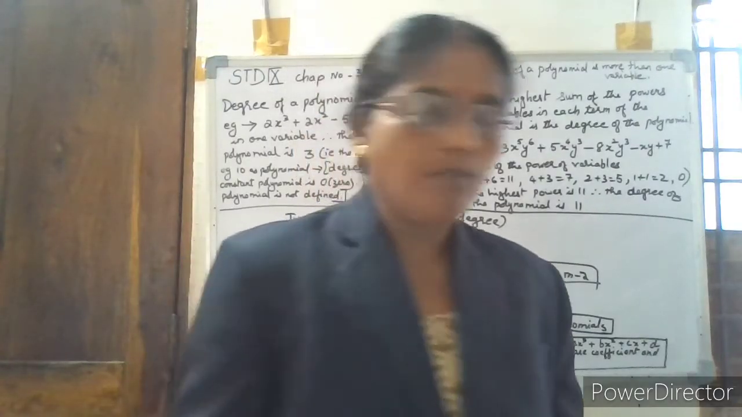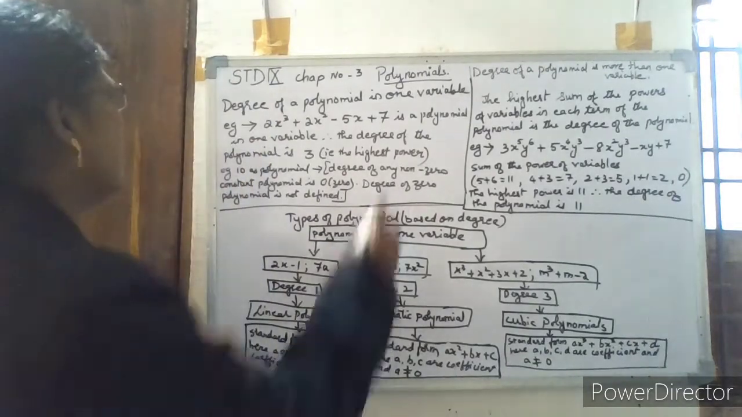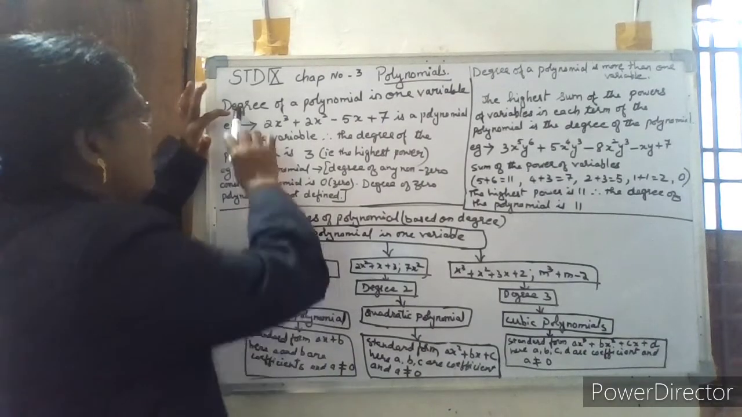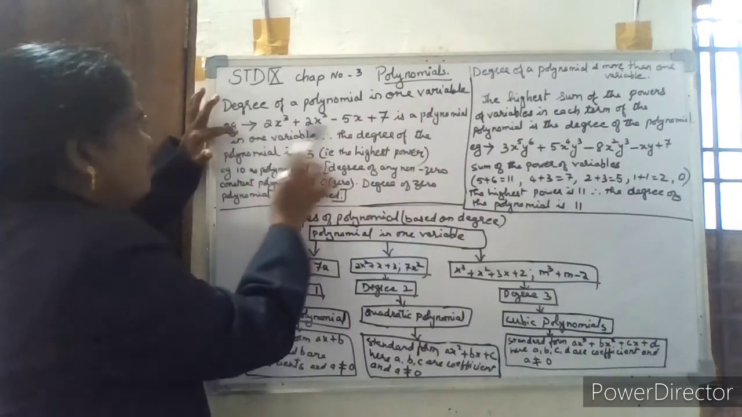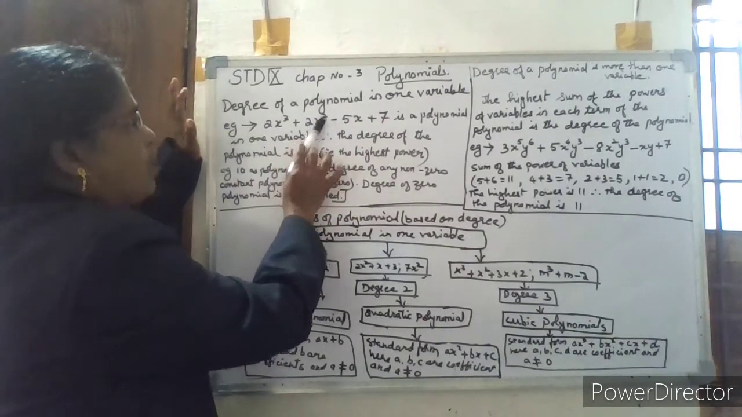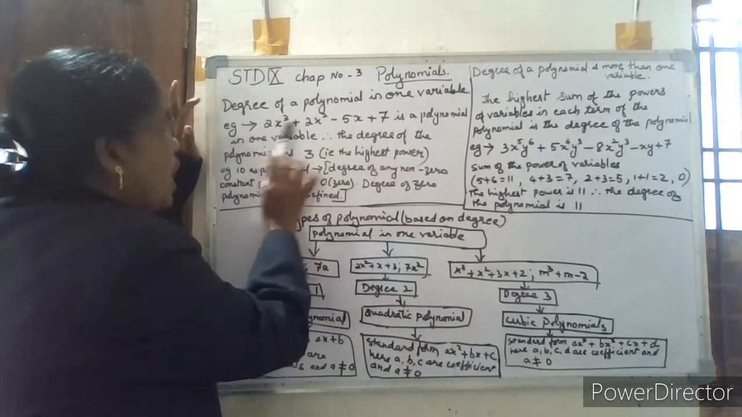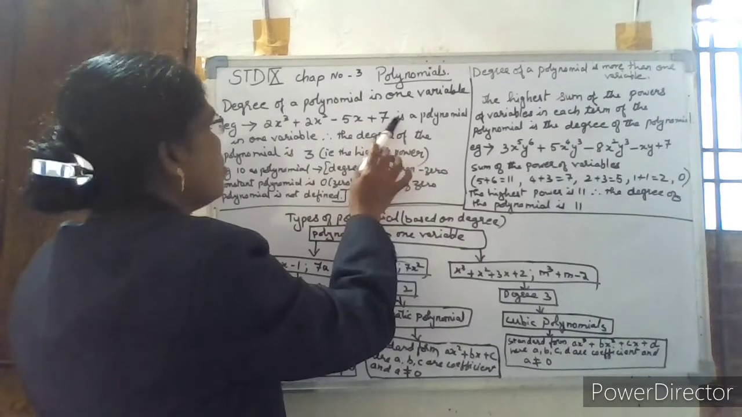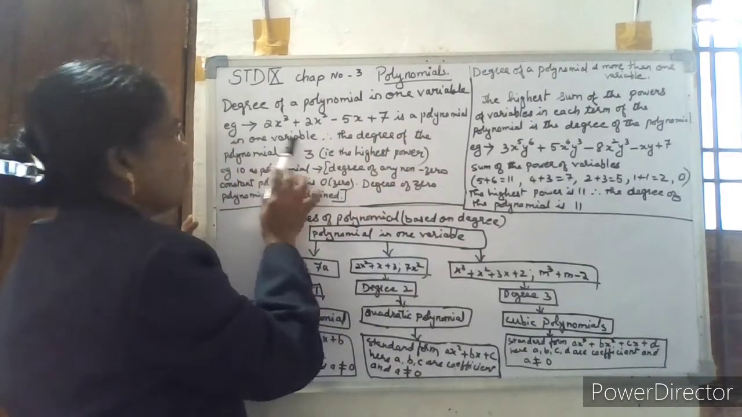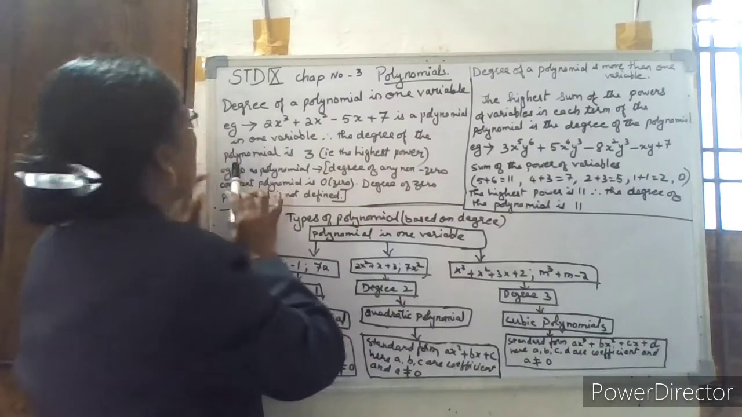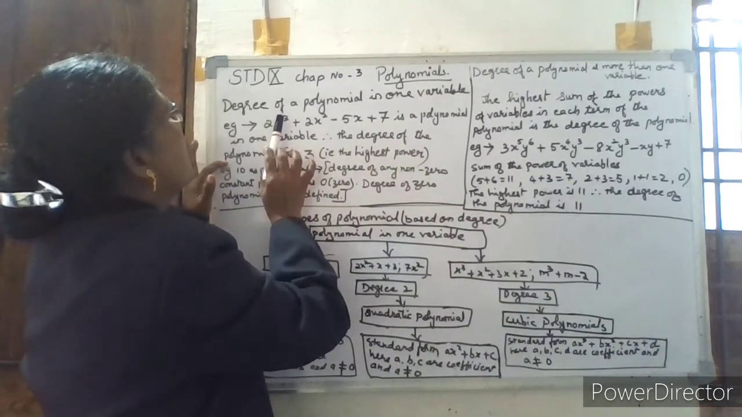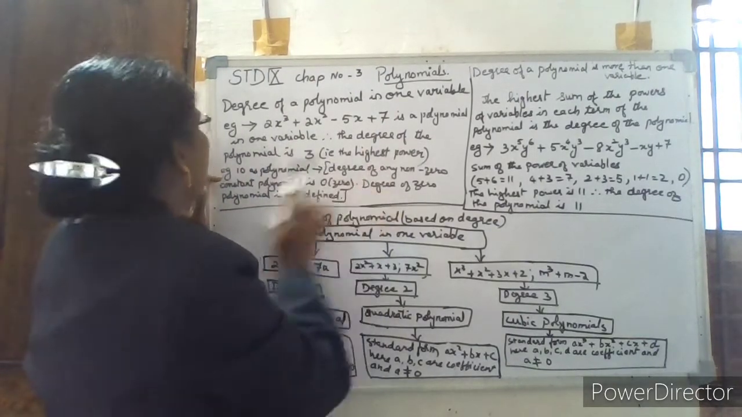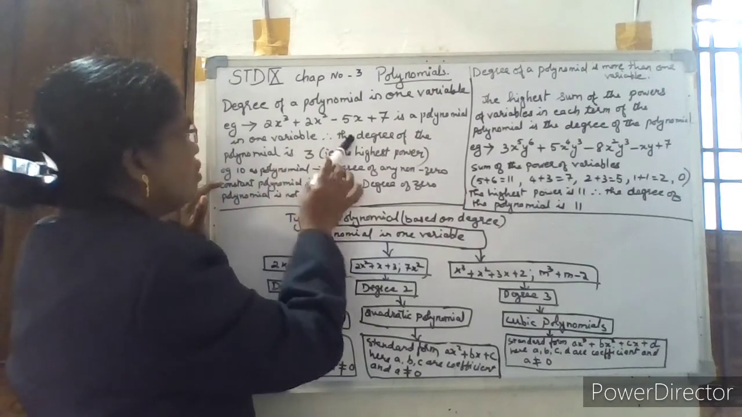Now, we will start with the next topic, that is degree of a polynomial in one variable. You can see this example, 2x cubed plus 2x squared minus 5x plus 7. Here only one variable x is there, so this is called a polynomial in one variable. Therefore, the degree of the polynomial is the highest power. The powers are 3, 2, 1, 0, so the highest power is 3. So the degree of the polynomial is 3.